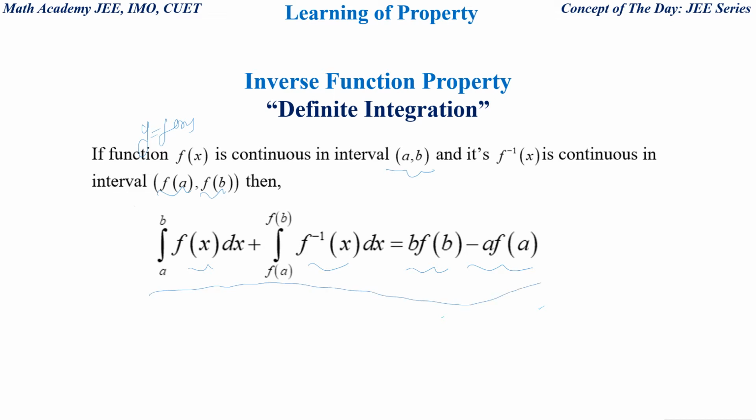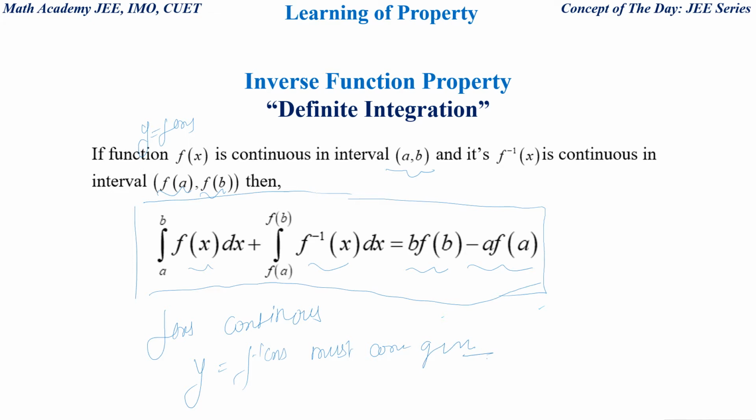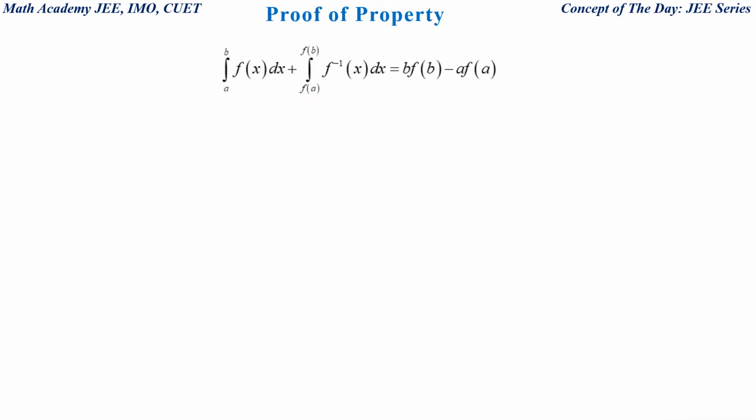You need to remember this property if you are going to solve difficult problems based on this. The condition of this property is that the function must be continuous and its inverse must be well defined and continuous in the given interval. Let's move to the second part of this session, the proof of this property.